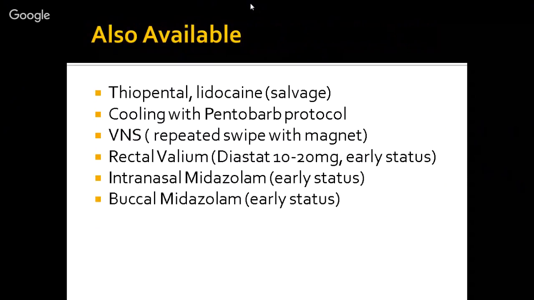Also available is thiopental. I don't think I've seen that one used here. Lidocaine you can consider for salvage. Some places use it. Cooling: we do a lot of this. In fact, we have one, two, three, four a week.